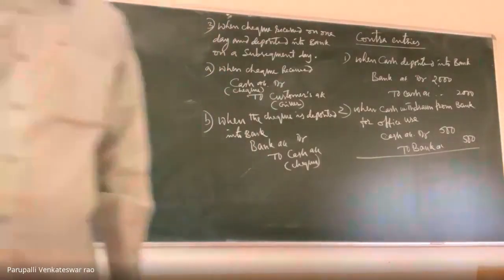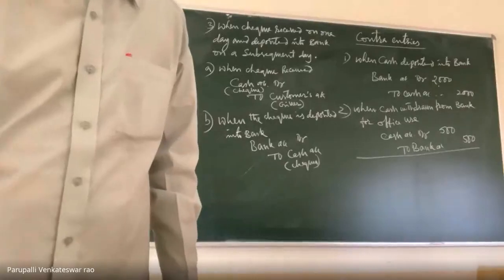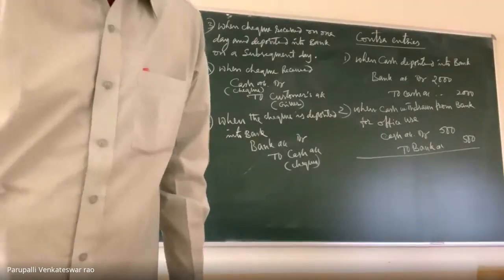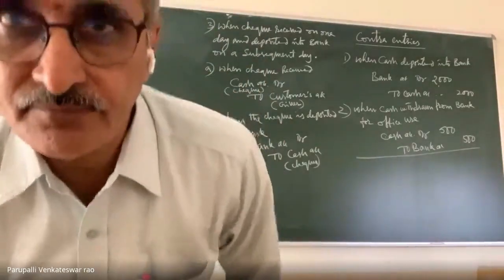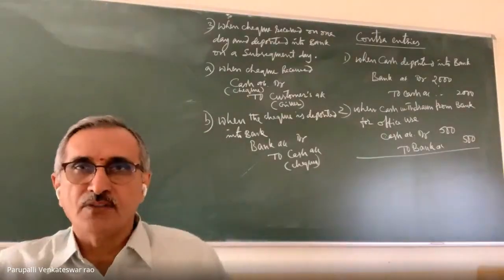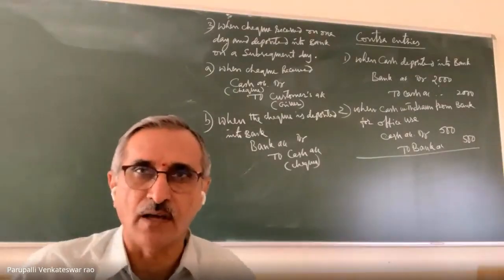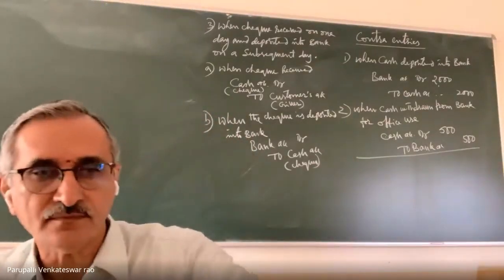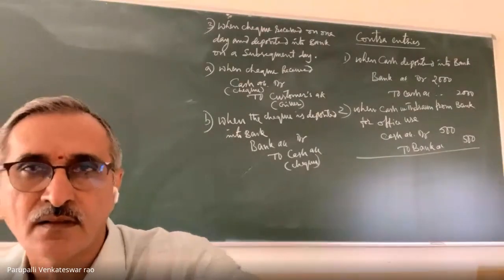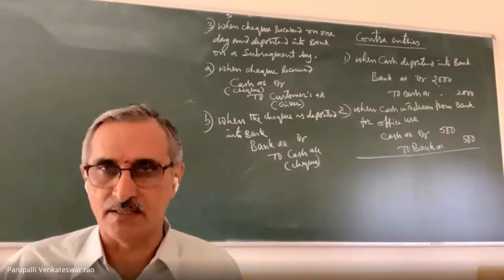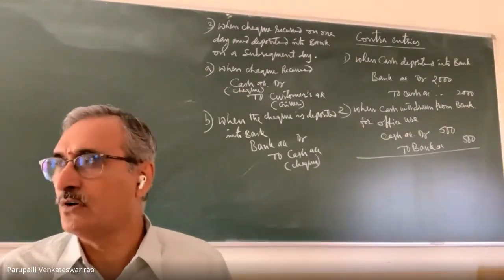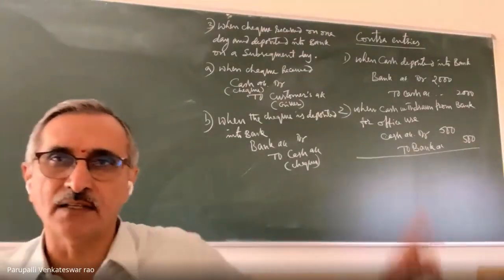Note down this. If this is noted from my side, the cash book chapter is over. Cash book aspects are over. Now the contra entries.